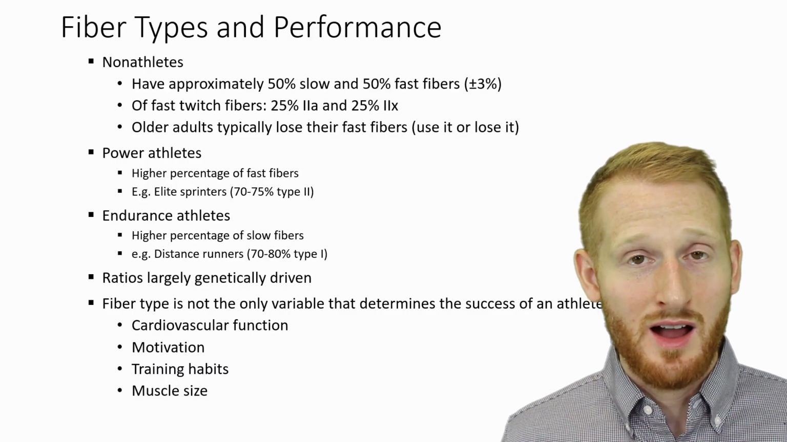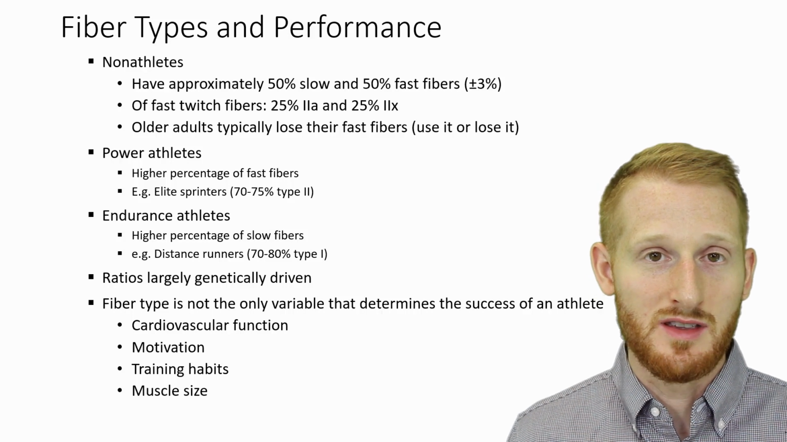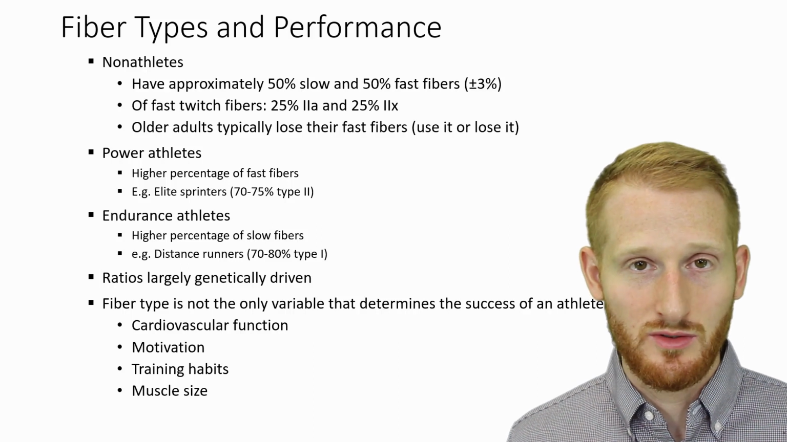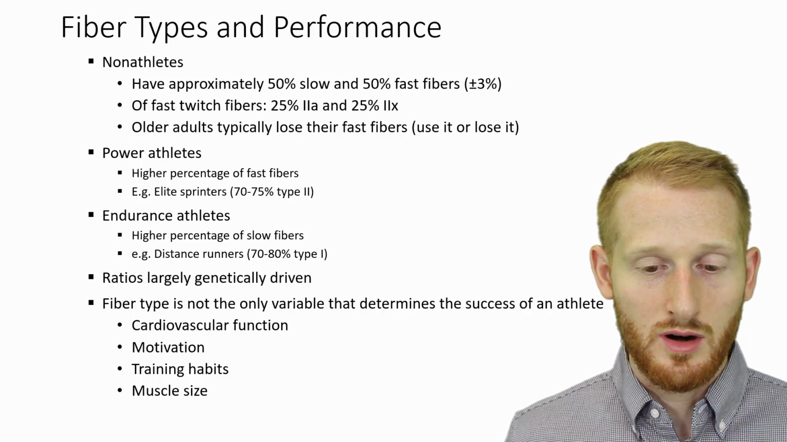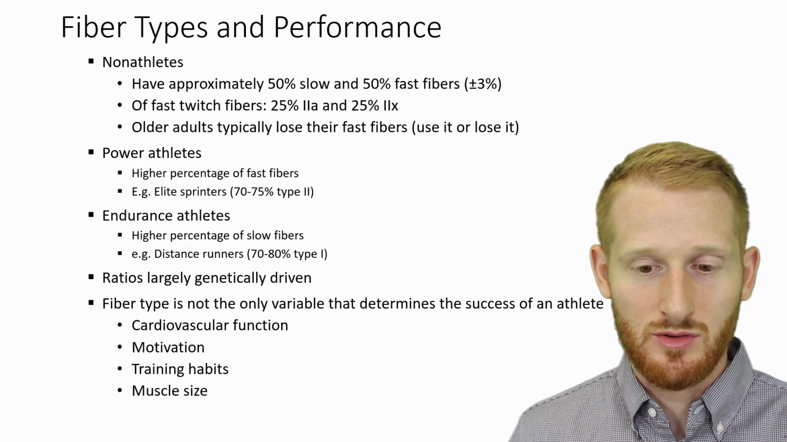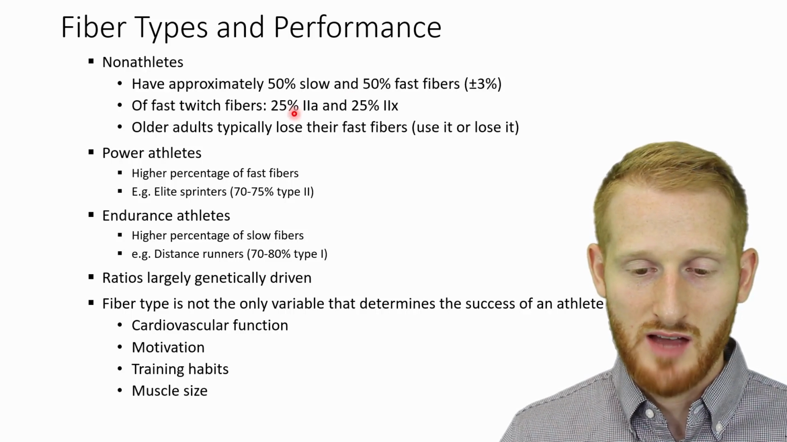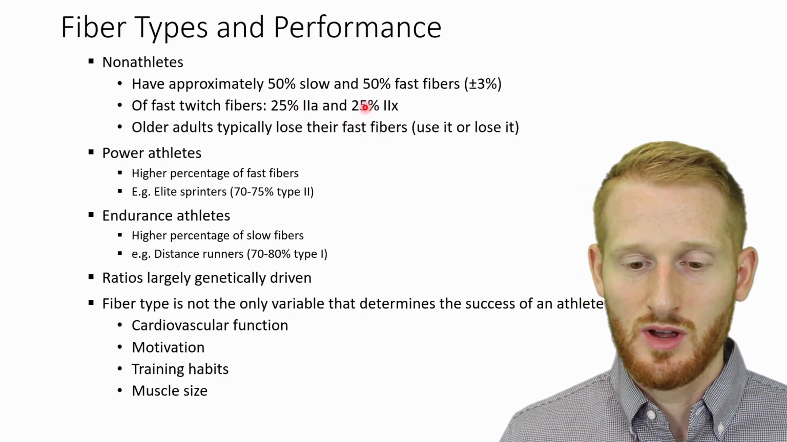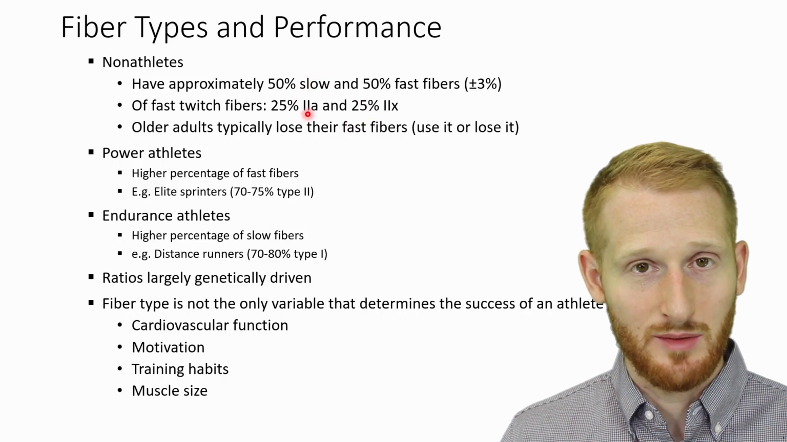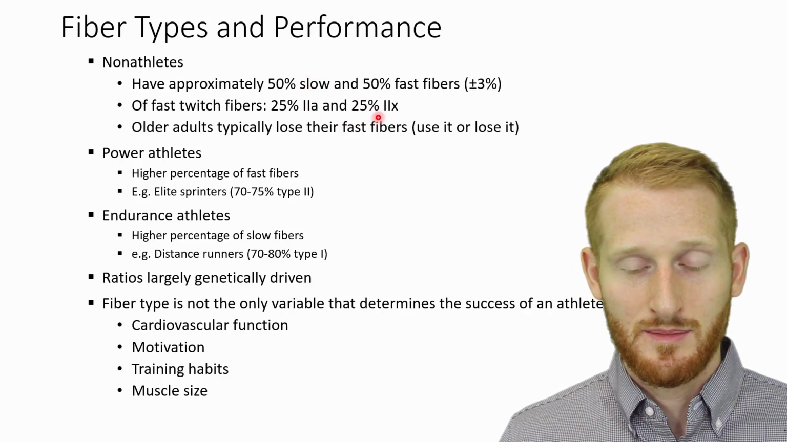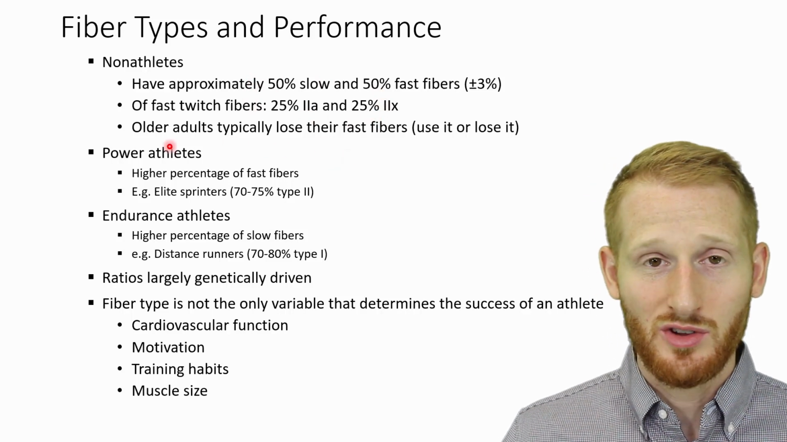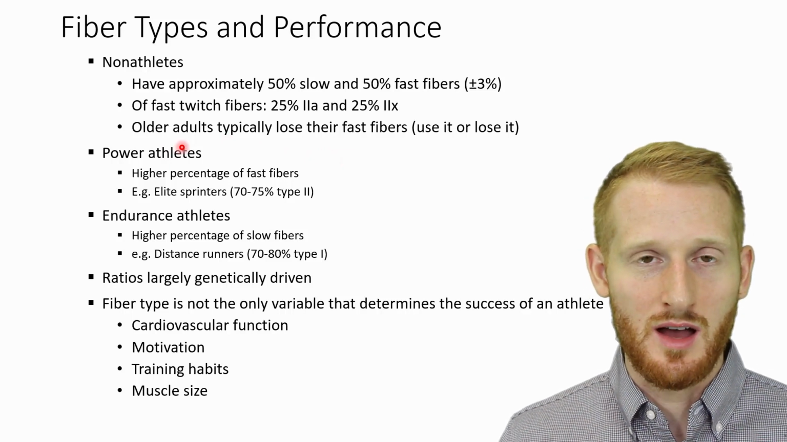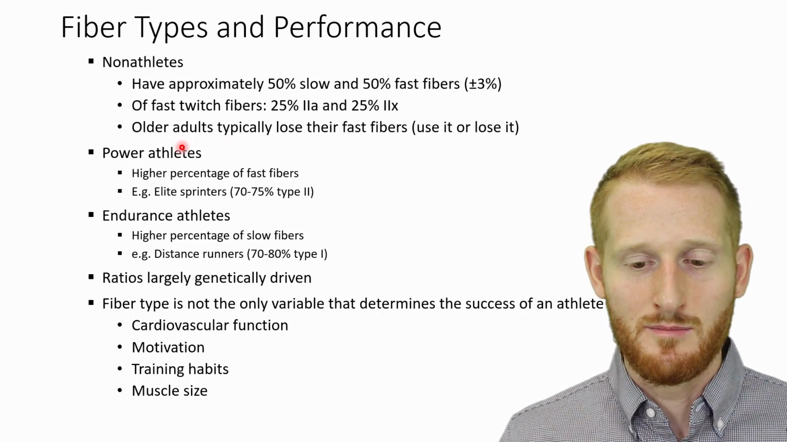On that note, non-athletes have about 50% slow twitch and about 50% fast twitch, so 50% type 1s, 50% type 2 fibers. If you are splitting up the type 2s into type 2As and type 2Bs, or type 2Xs, you're going to have about 25% of your total 100% as type 2As, and same thing for type 2Xs. So 50% slow twitch, 25% type 2As, 25% type 2Xs. That's the normal non-athlete. And we also tend to lose these type 2 fibers as we age just because we don't use them as much.